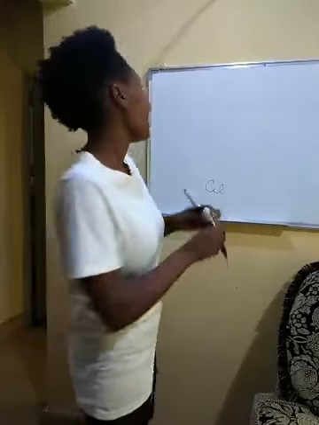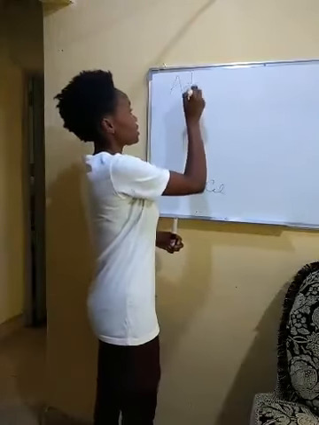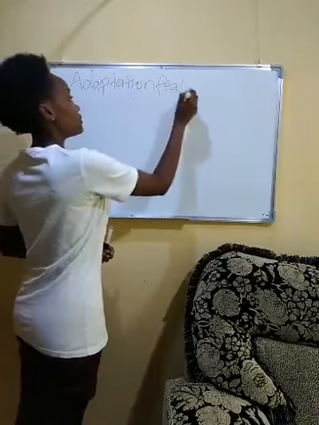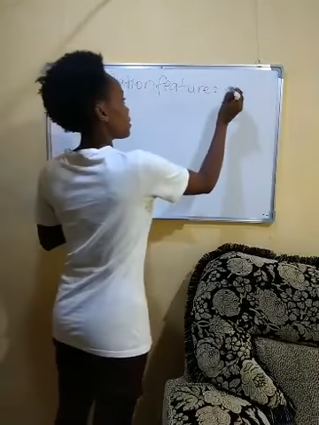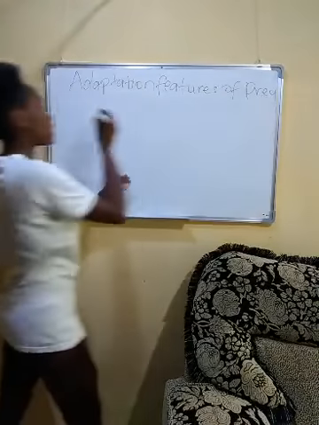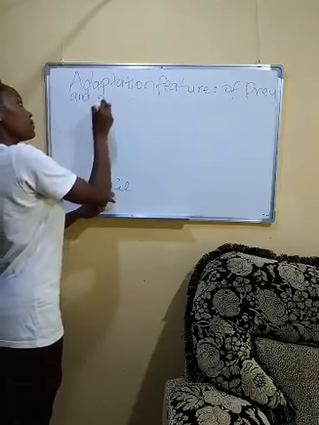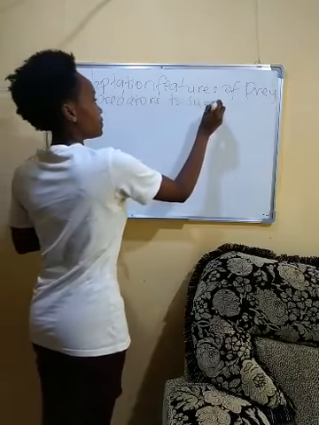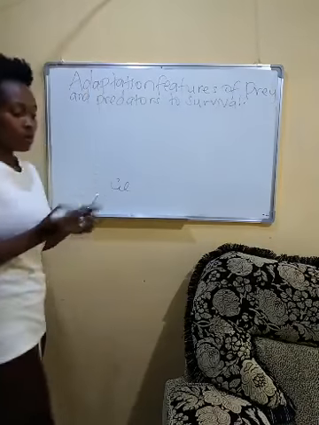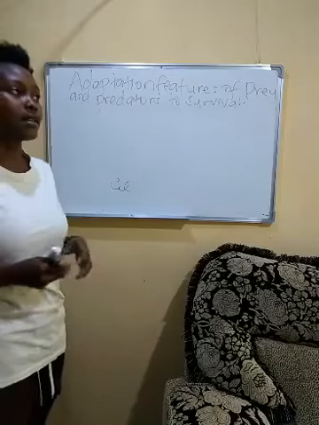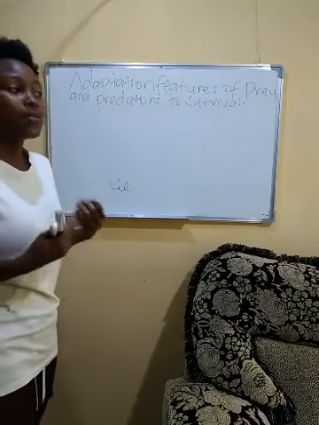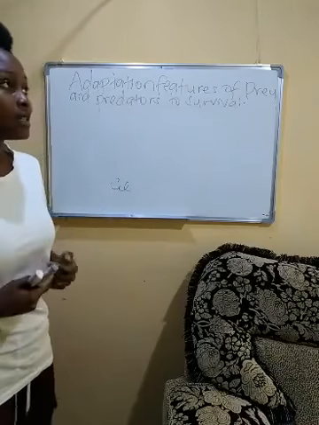And today we are going to cover the adaptation features of prey and predators. For these ones, we have to look at the physical characteristics of the different animals and also the adaptive features to their environment that enhance their survival.